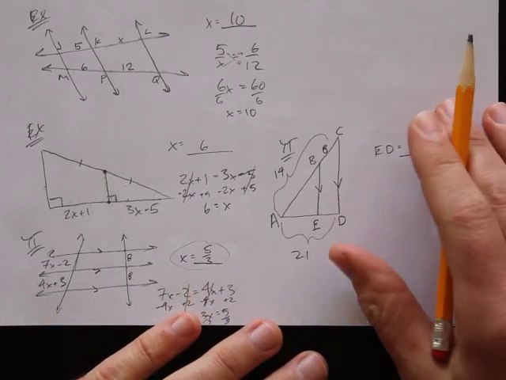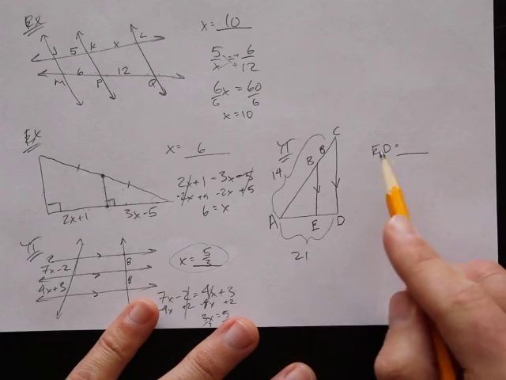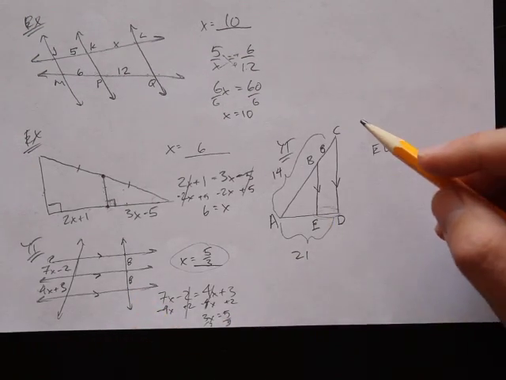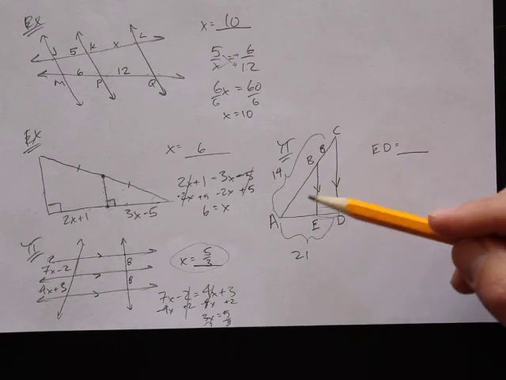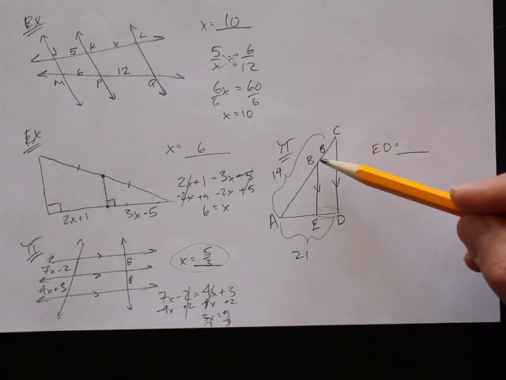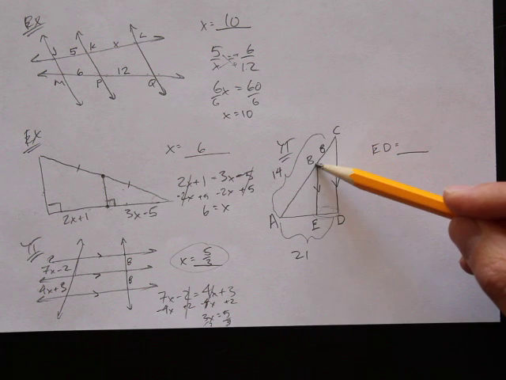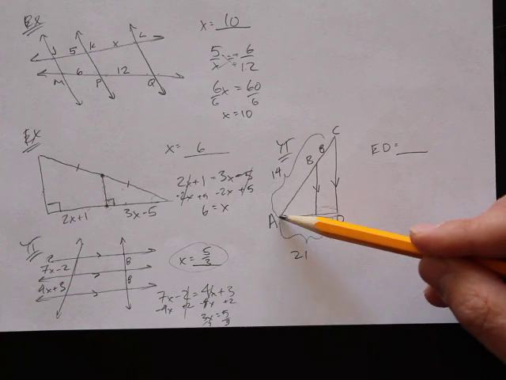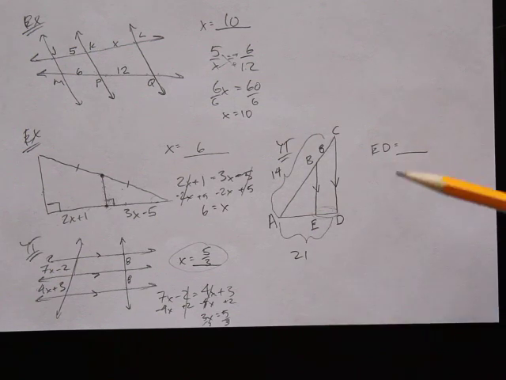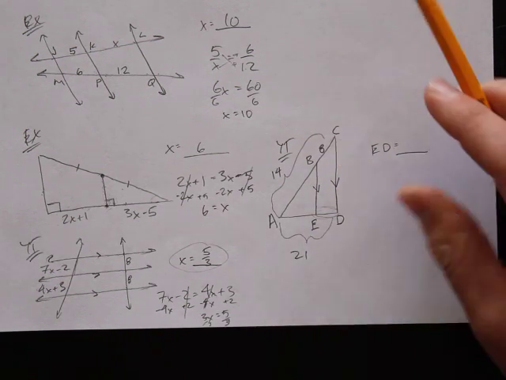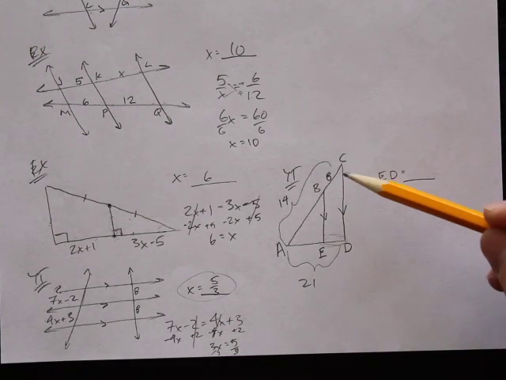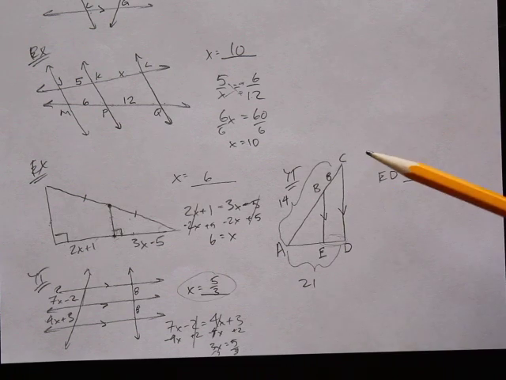All right, let's look at this one now. ED, where's ED? Here, this is what I'm looking for. Okay, so for this one, you could set up the proportion a couple different ways. You could do the piece over the whole, or you could do this piece over this piece equals this piece over this piece, which is more in line with what we're learning in this section. But either way, it doesn't really matter. You should still end up with the same answer.